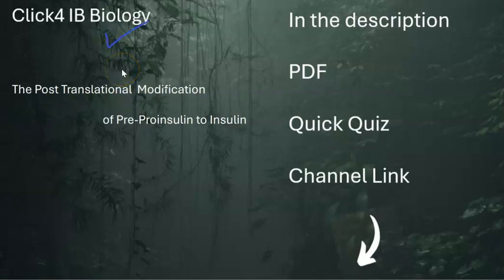Click for IB Biology. Here we're looking at post-translational modification of proteins, modifications of polypeptides after their initial synthesis. We'll be looking as our example at the conversion of pre-proinsulin into the active insulin. So pre-proinsulin is the first protein which is produced, and then that is activated into the form of insulin.